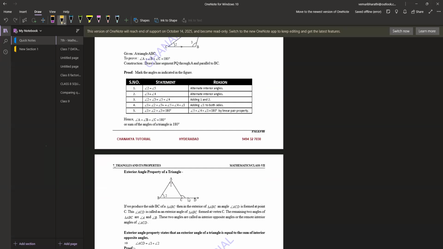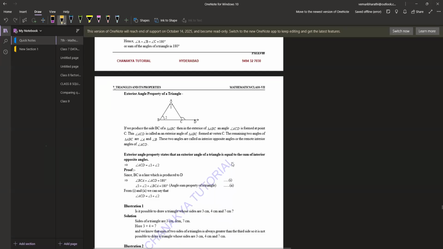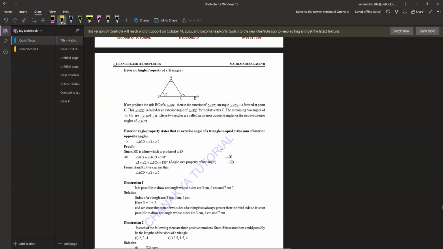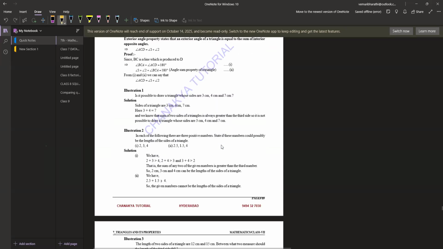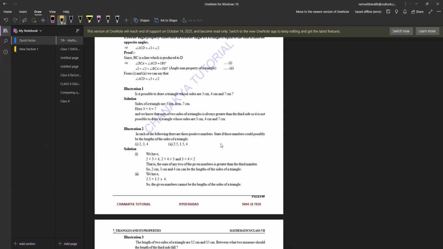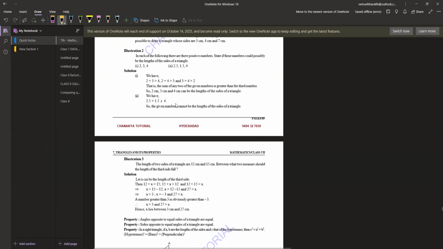You see, the exterior angle should be equal to the sum of the opposite interior angles. Angle 1 plus angle 2 is equal to the exterior angle ACD. The exterior angle property states that the exterior angle of a triangle is equal to the sum of its interior opposite angles. Just remember all these properties; based on these, you will get the examination questions.